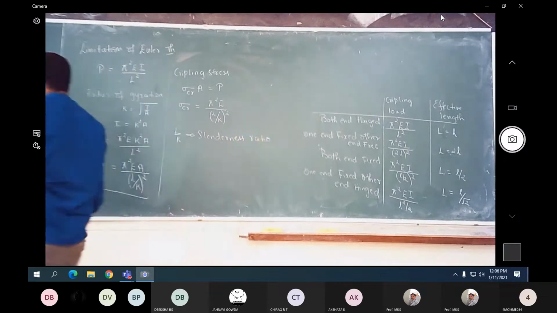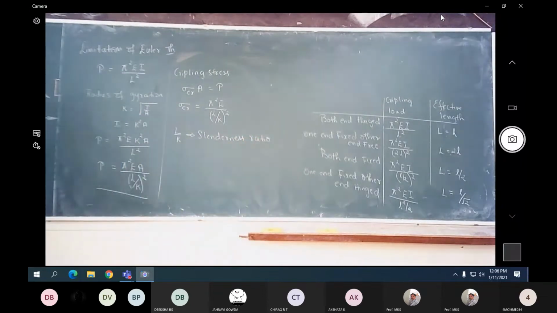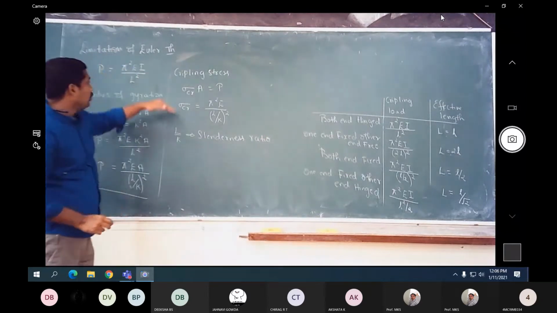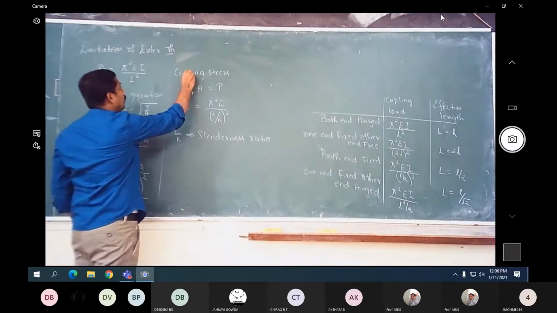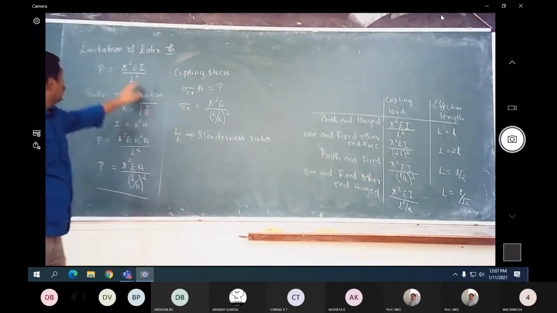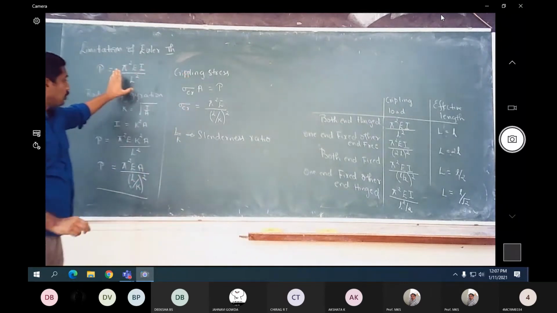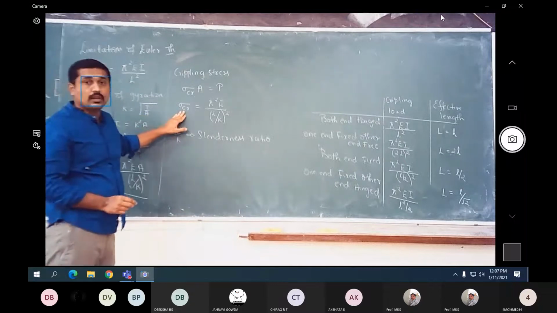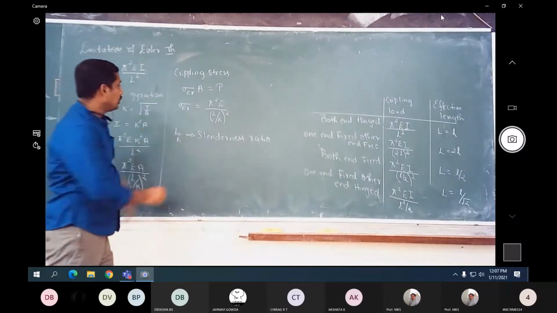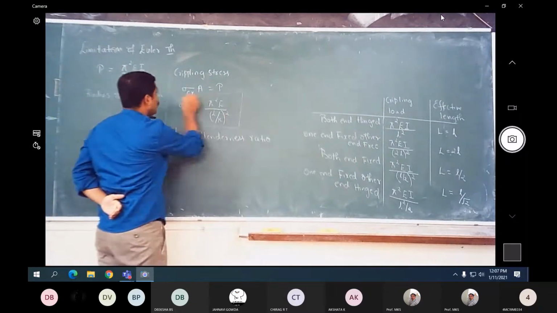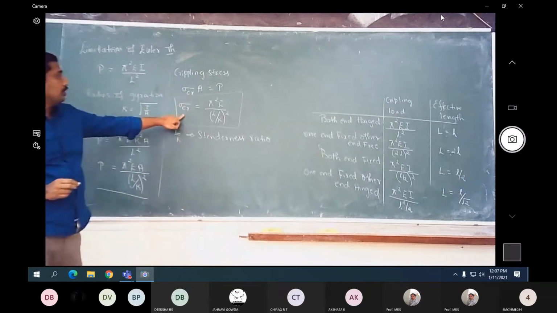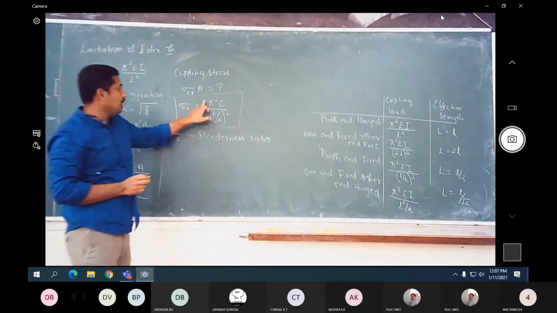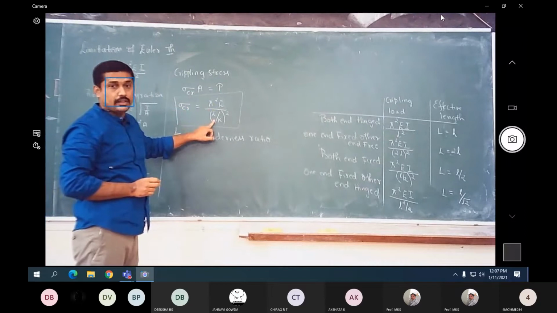Definition of slenderness ratio: L by K is the slenderness ratio. So we have some limitations for Euler theory. This is the general expression for Euler theory, the equation for crippling load and the equation for crippling stress. If I look at this equation, the crippling stress is given by pi square EI by the slenderness ratio squared.